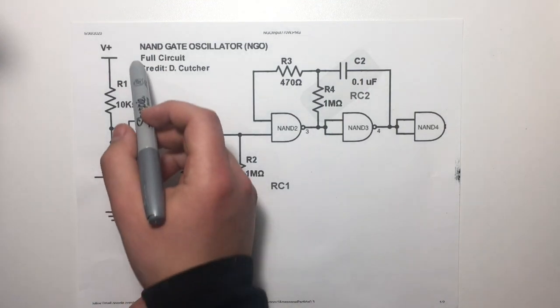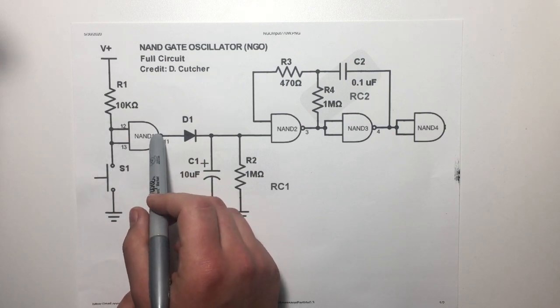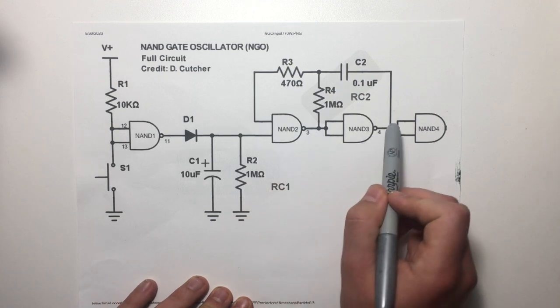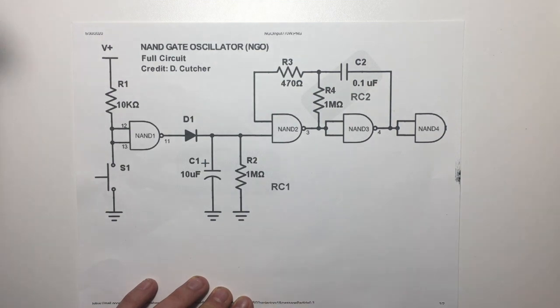This is true because here there is no path to ground, so a high is presented on these two pins, which puts a low here. Since there's at least one low on these two pins, a high is presented here. Since a high is here, a low is here. Since a low is here, a high is here, and that high is presented to the rest of the circuit.